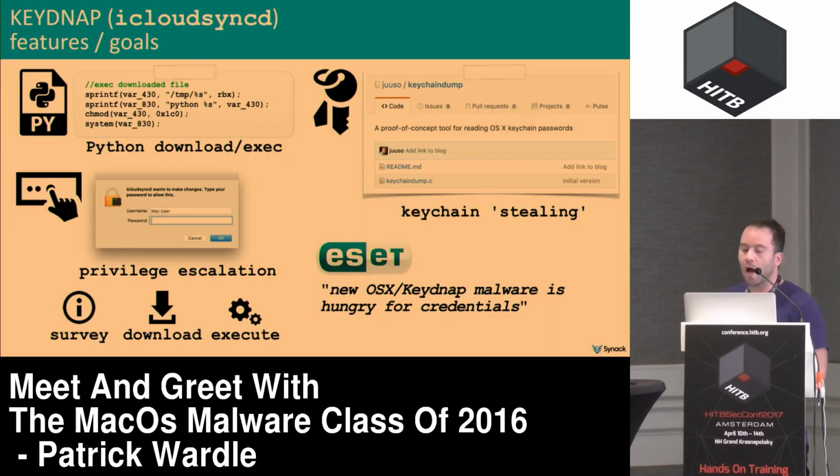The first binary is called icloudsyned, and this is the main backdoor component of the malware. If we reverse engineer it, we can see what features it has. One neat feature is that it can download and execute Python scripts, which is kind of a cool feature to have in a piece of malware. It also is able to escalate its privileges, although it does it in a very non-elegant way. It basically just pops up an authentication prompt asking the user for their password, and if the user falls for this and provides their password, then the malware will be able to execute at higher privileges.